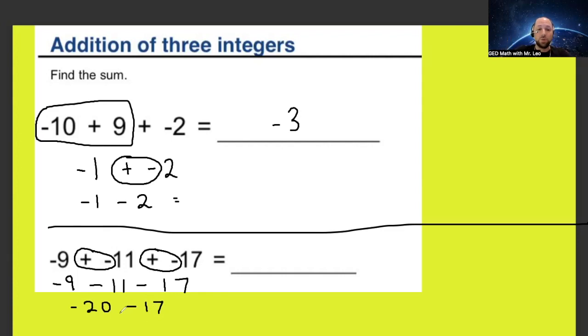Now, -20 minus 17, they both have the same sign. So again, we're going to add the numbers and use the sign. 20 plus 17 is 37. And we're going to use the sign. Final answer here, -37.